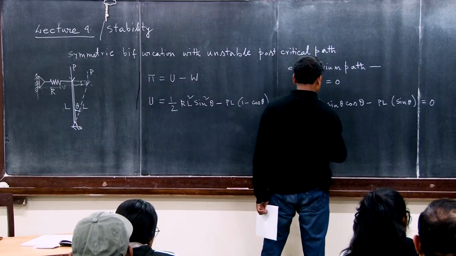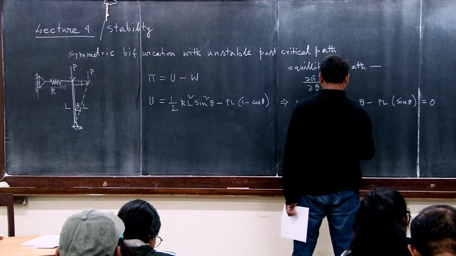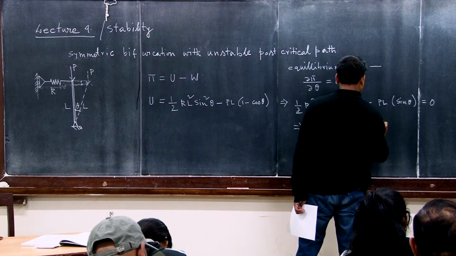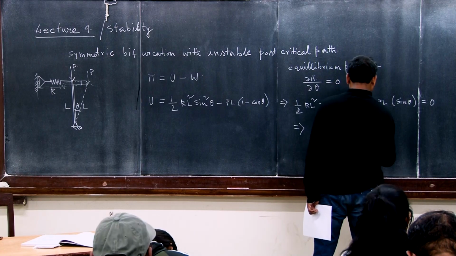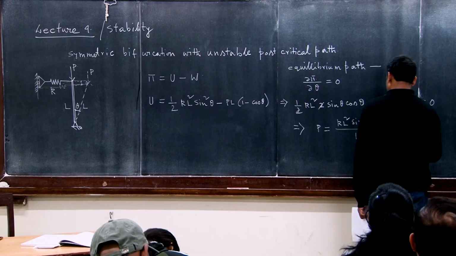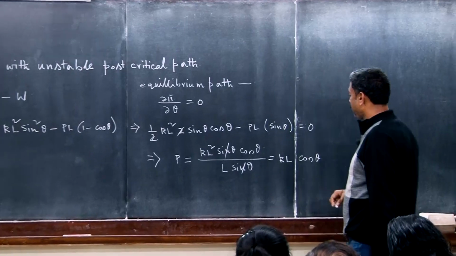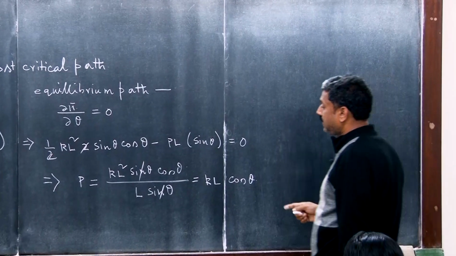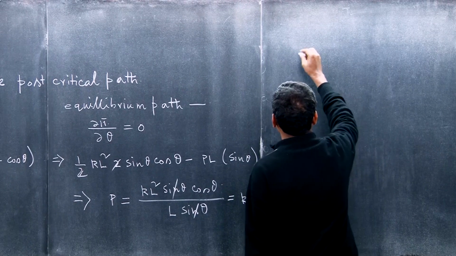So, P is K L square sin theta cos theta divided by L sin theta, and then this will go. So, P is K L cos theta, right. This is the equilibrium path, right. And then we are also going to find out the critical value.